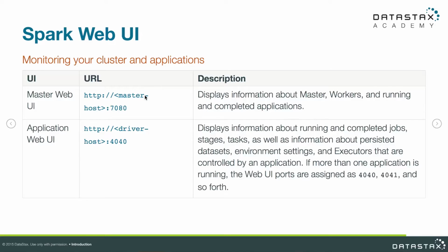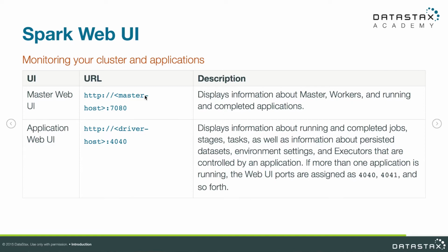If you'd like a little bit of a view into how Spark is managing its work internally, it exposes two separate web UIs. The master node exposes one, and the Spark driver exposes an application web UI as well. The master web UI is going to expose information about the master node and running applications and worker nodes. The application web UI is going to display information about completed jobs, tasks, executors, and so forth.